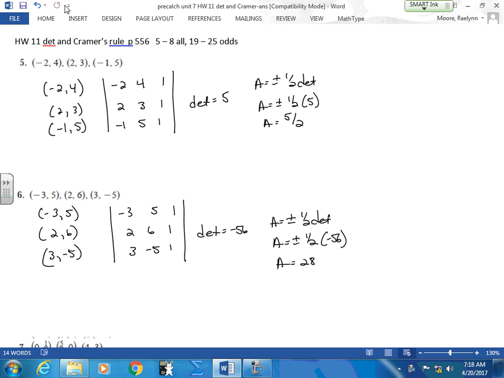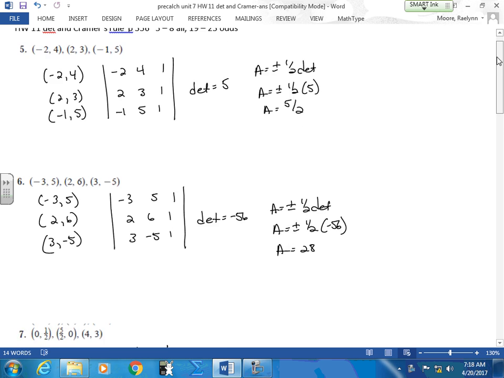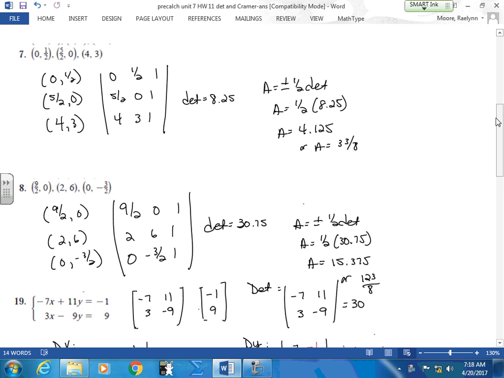And if your determinant comes out negative, such as this one, then you're going to multiply it by the negative 1/2, because area always needs to be positive. And a determinant can be negative. Again, I do this, but on the test, there's always at least 1 or 2 kids that forget the 1.